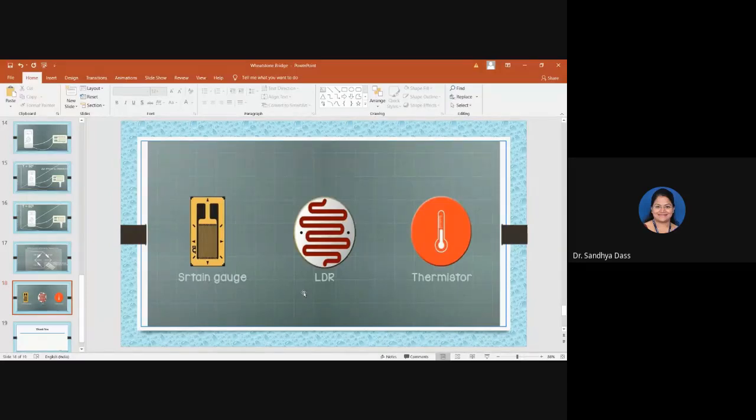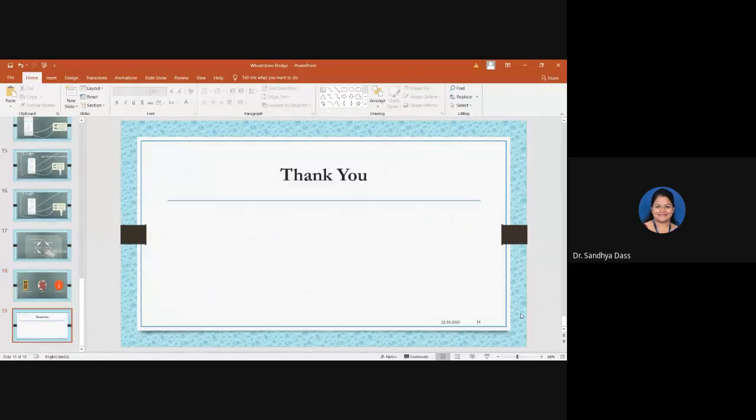Using such sensors, you can connect a strain gauge to the Wheatstone bridge and measure the resistance. You can connect an LDR. What is an LDR? Light dependent resistor. And you can observe the change in resistance. Or you can connect a thermistor, which is again a sensor whose resistance varies with the temperature. In such cases, you can connect a Wheatstone bridge and measure the change in the resistances.